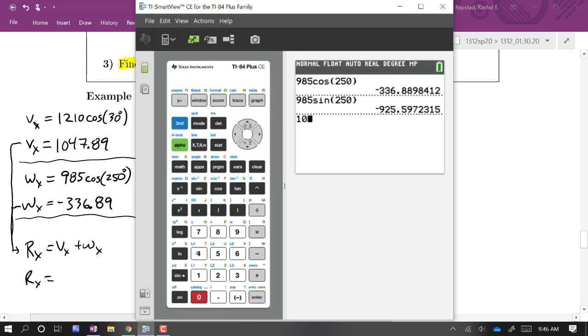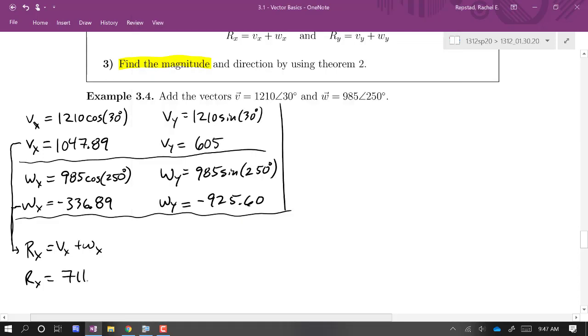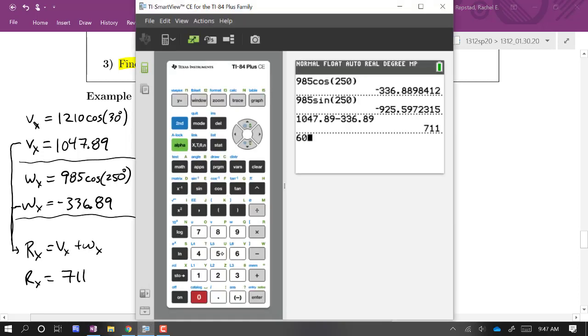So 1047.89 minus 336.89 is 711. And if we add the two y components, 605 minus 925.6 is minus 320.6.